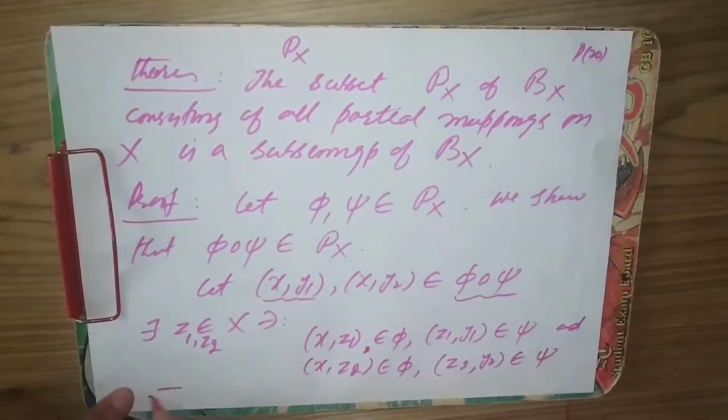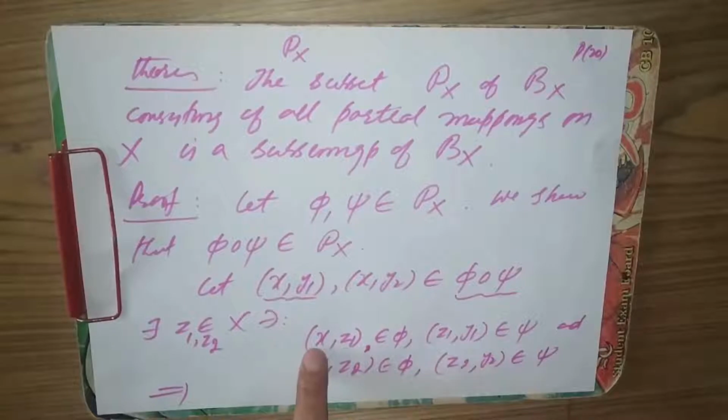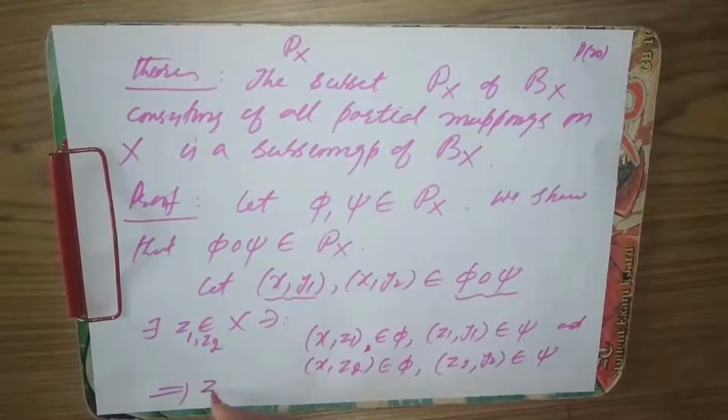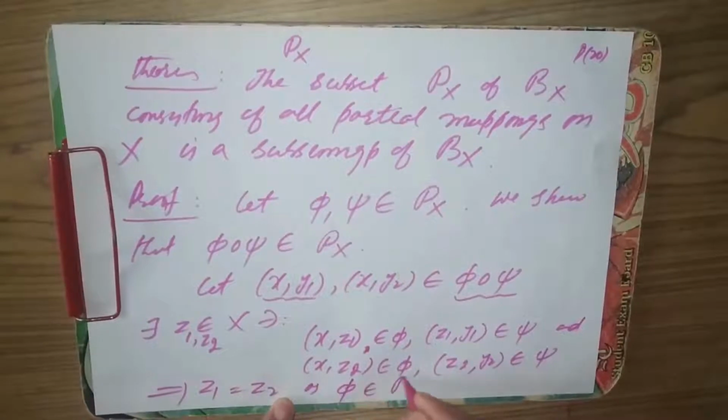So this implies, since phi is a partial map, that under this partial map these z1 and z2 are the images of x. But since phi is a partial map, therefore z1 is equal to z2, as phi belongs to PX.